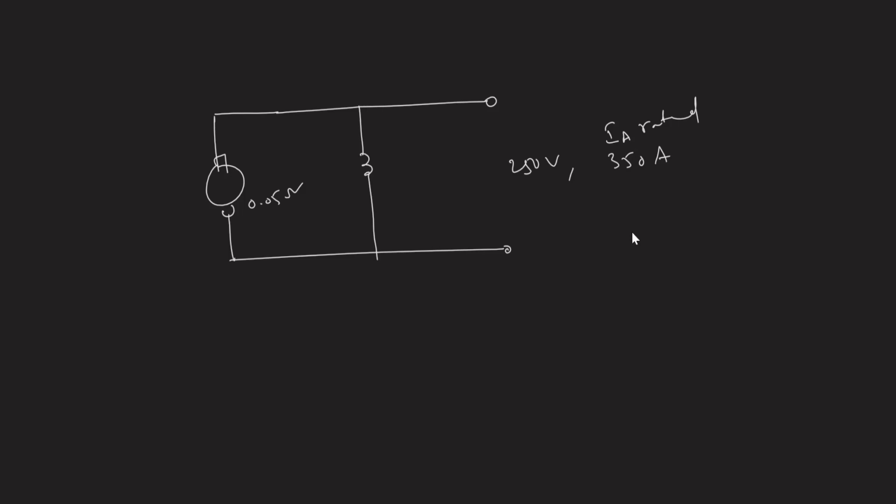It is desired to design a starter circuit for this motor which will limit the maximum starting current to twice its rated current. So maximum value I want to limit to 2 times the rated value, that is 350 into 2, that is 700 amps. And it will switch out sections of resistances as the armature current falls to its rated value.